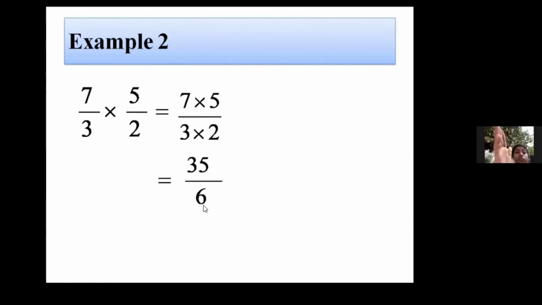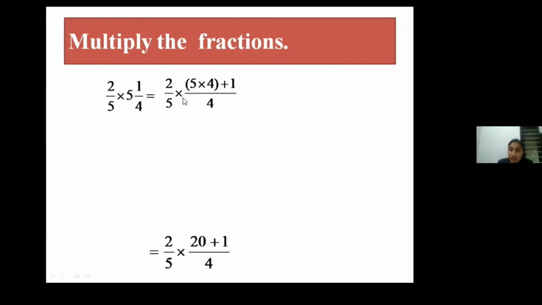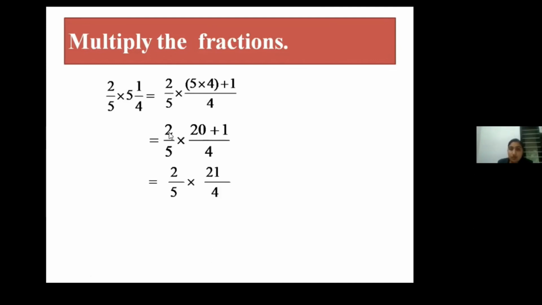Next one, multiply the fractions. 2 by 5 into 5 1 by 4. This is a multiplication of a fraction with a mixed fraction. First we have to convert the mixed fraction into an improper fraction. We can rewrite 2 by 5 into 5 into 4 plus 1 by 4. 5 into 4 is 20. That is 2 by 5 into 20 plus 1 by 4. 20 plus 1 is 21. So 2 by 5 into 21 by 4.